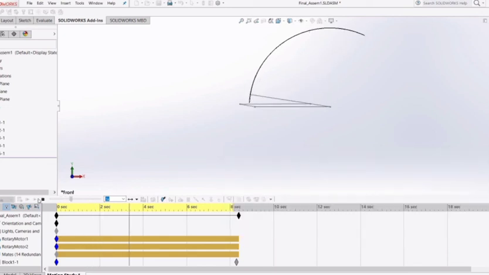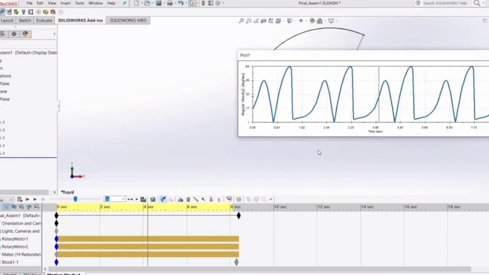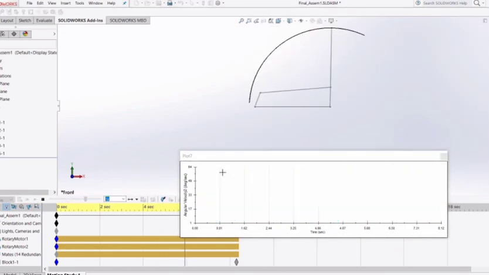Also, we can look for angular velocity and angular acceleration. We just need to select those categories. Suppose we need to analyze the angular velocity. So we select a point and a line, and we did its motion analysis, and it is as follows.